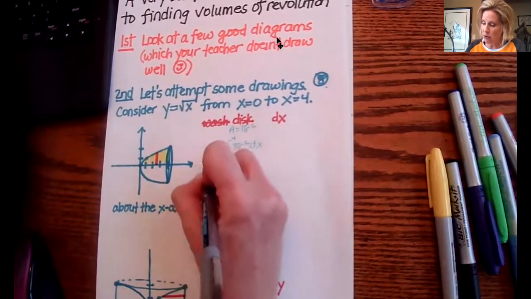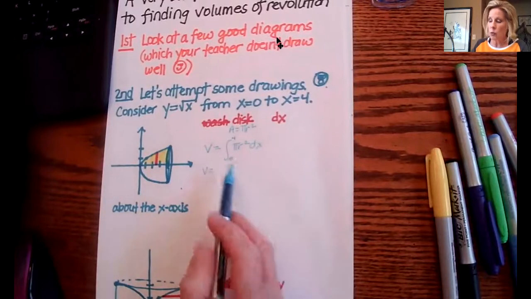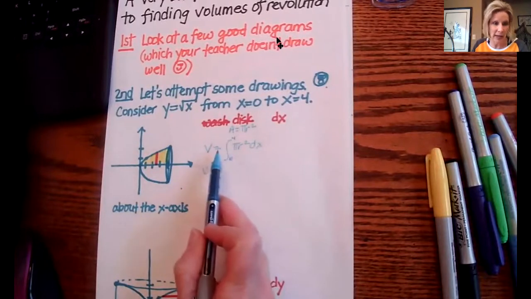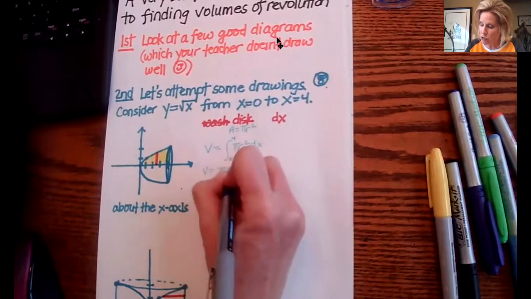So now I'm going to say volume equals. Now, if you want to pull the pi to the outside, you can. I will usually do that.